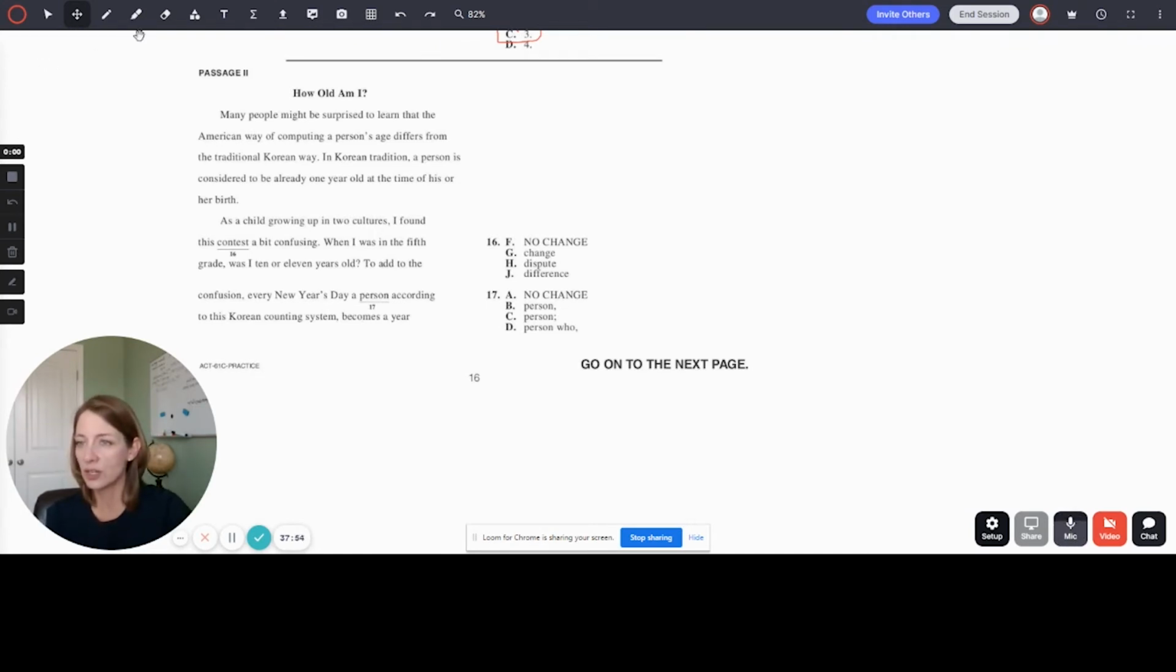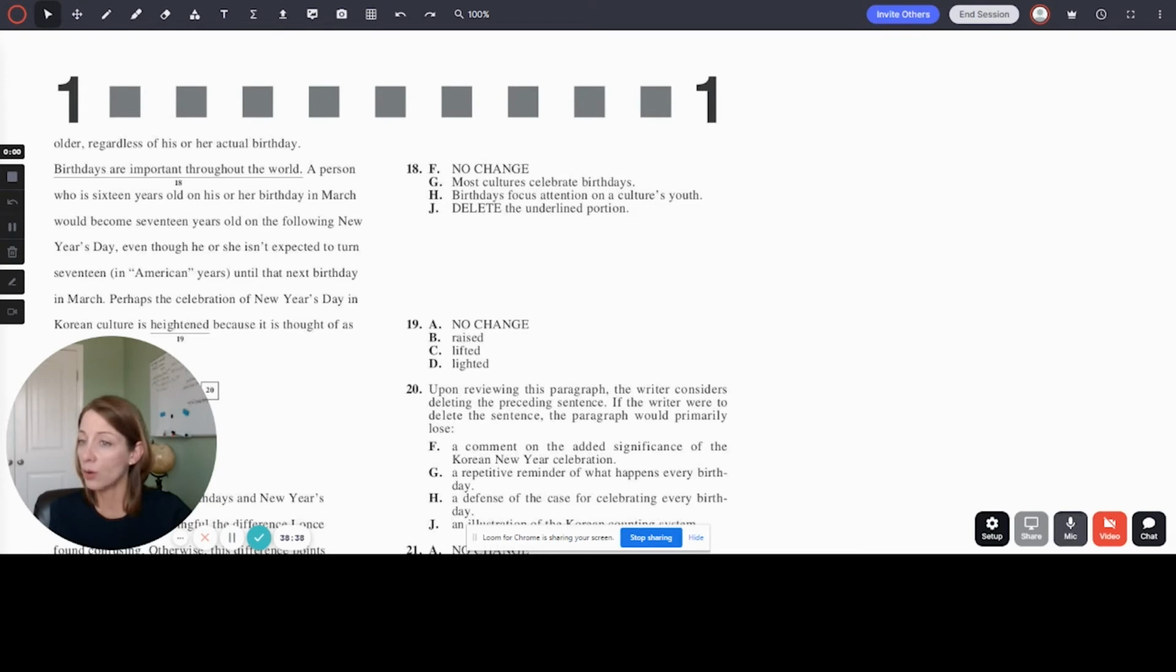So this is testing your ability to select the right word. And I think it's not trying to be super complicated. I think just difference. It's a difference between American and Korean culture. When I was in the 5th grade, was I 10 or 11 years old? To add to the confusion, every New Year's Day, a person, according to this Korean counting system, becomes a year older, regardless of his or her actual birthday.